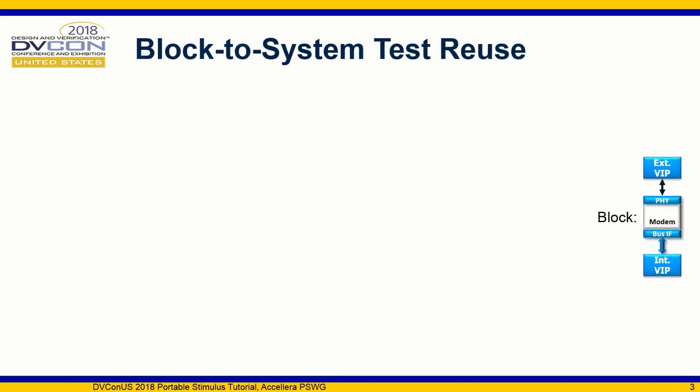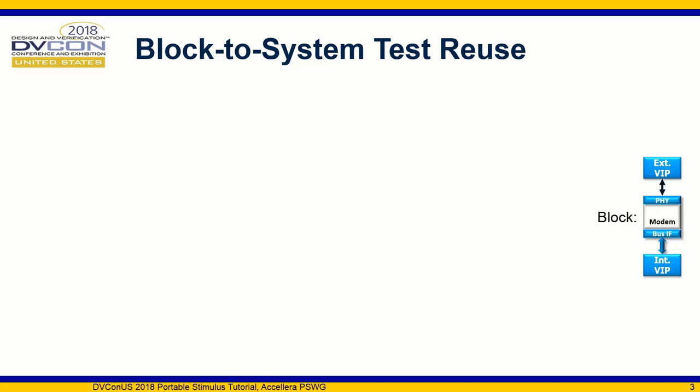So the idea that we want to be able to do with portable stimulus is kind of 2 axes of portability, if you will. One is block to system. And the other is platform to platform. So we're going to be talking about that throughout the day. So how you go from simulation to emulation to FPGA prototyping to post-silicon, maybe starting at a virtual prototype, whatever. What we're going to go through today is a block to system story. And as we go through that, we're going to talk about how we go from platform to platform as well.